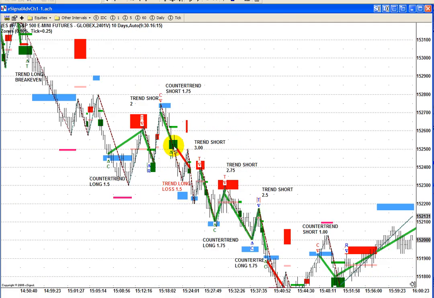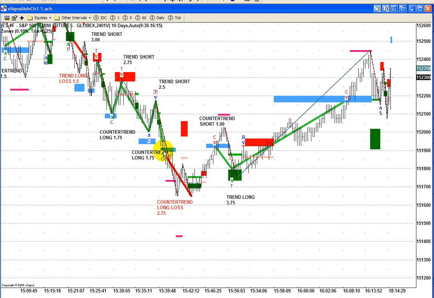At this point here we have another trend long trade. Again, that trend long trade reverses off of minor resistance, and I again gave it a 1-point loss. At this point that would be a total of 6 ticks for a loss, or 1.5.